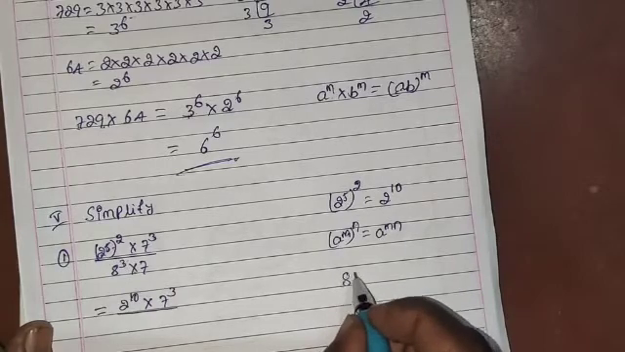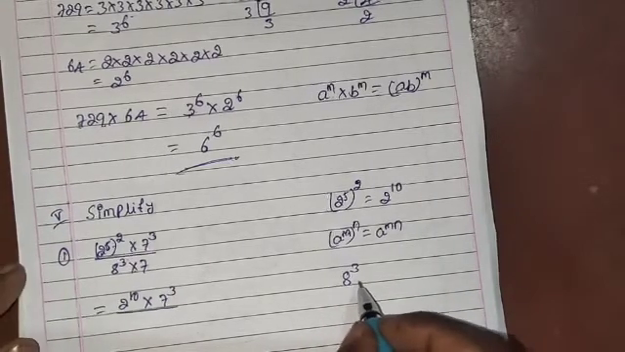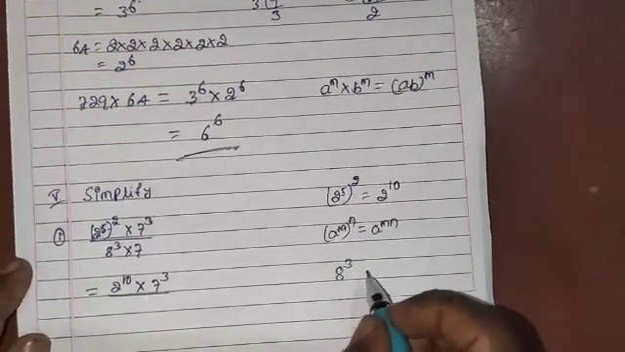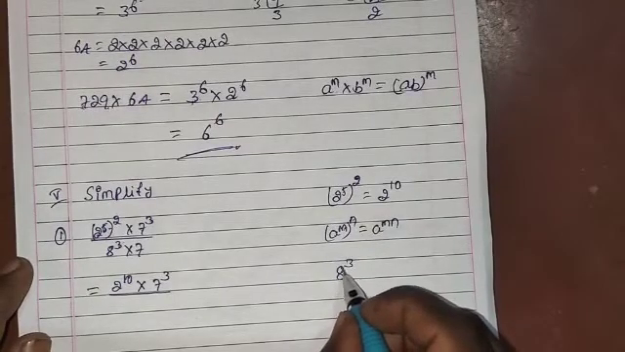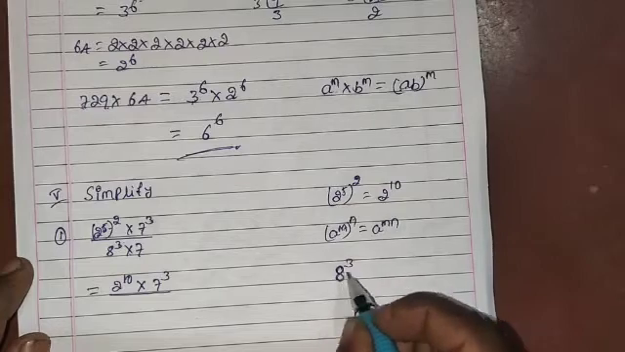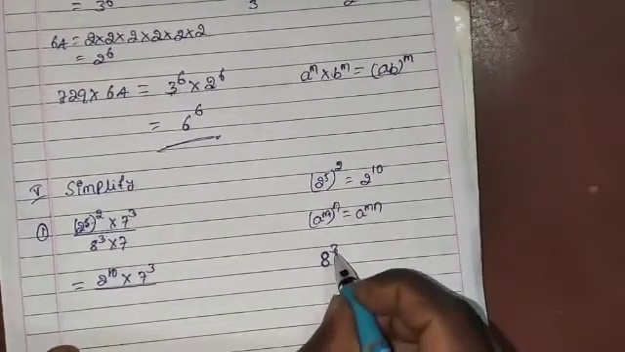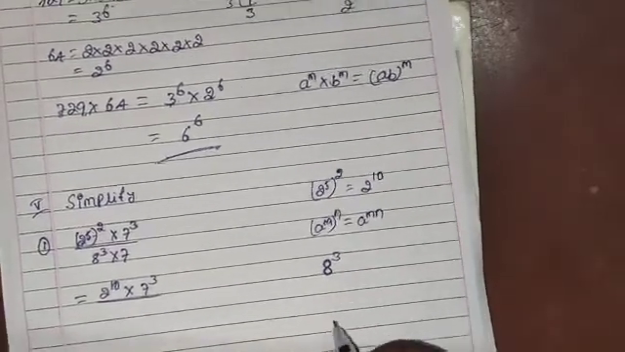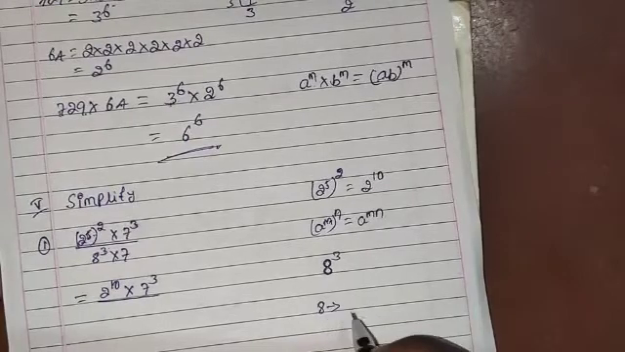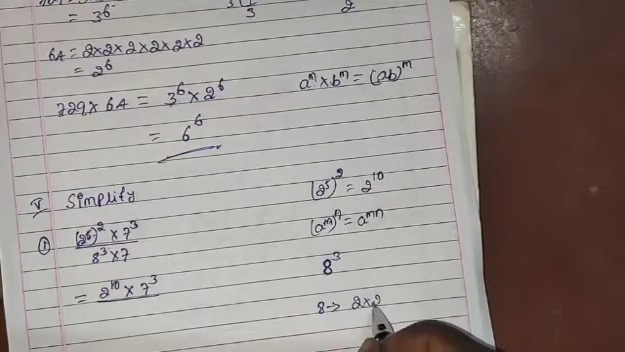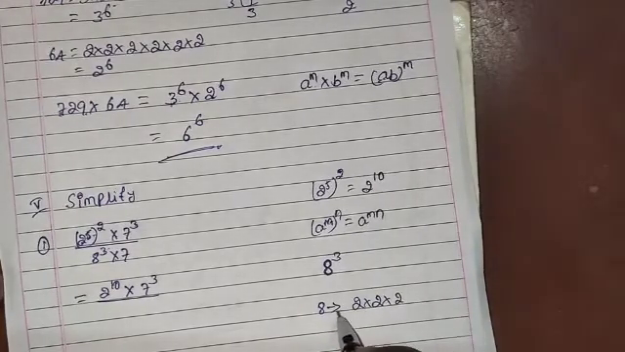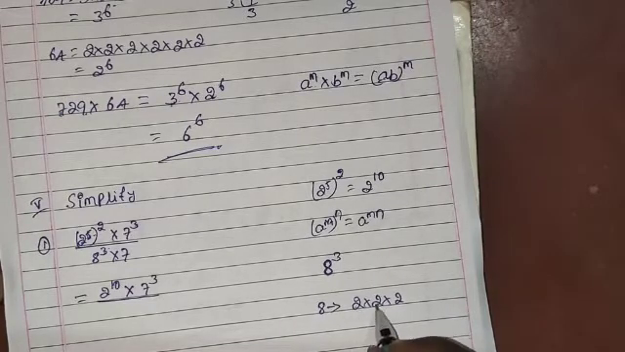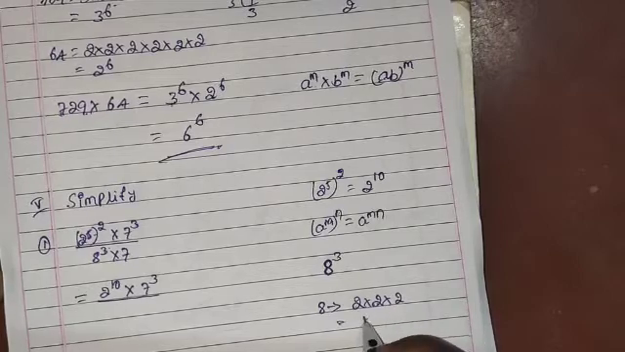Now we have to convert this into base 2. Here we have base 8, and we have to convert this 8 into base 2. 8 to the power of 3. For 8, how can we write it? 8 is 2 into 2 into 2. 2 2s are 4, 4 2s are 8. Here 2 is multiplying how many times? 3 times. So we can write it as 2 to the power of 3.